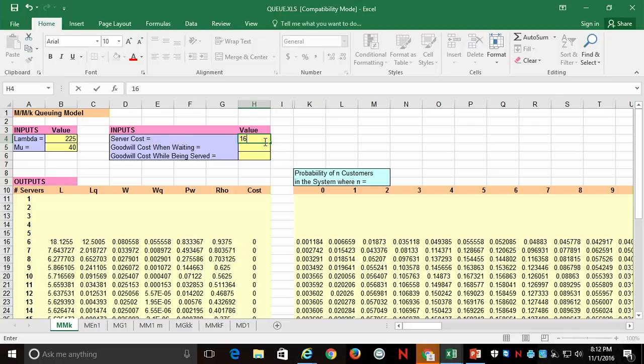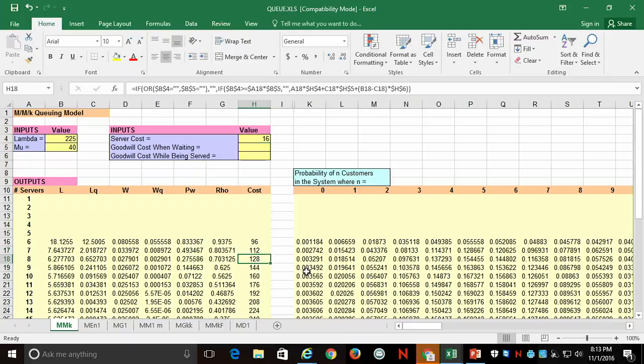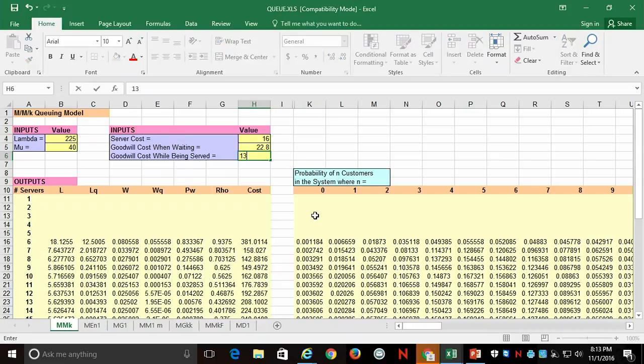Now, on the top right, you'll see some values we can put in. The server cost is $16 per hour. So if we hire 6 servers, makes sense, $96 per hour, 7 servers, $112 per hour, 8 servers, $128 per hour. The goodwill cost when waiting. So while they're waiting, they're actually assuming both the $10.80 charge, that's the line charge, and the $12 charge. So that's $22.80. And the goodwill cost while being served is the $10.80 plus the $3, so it's $13.80.